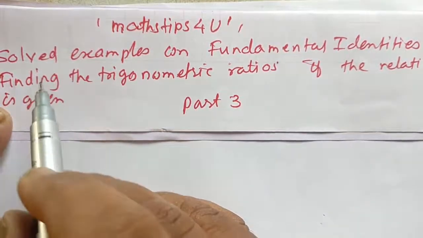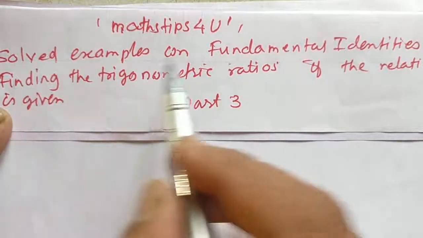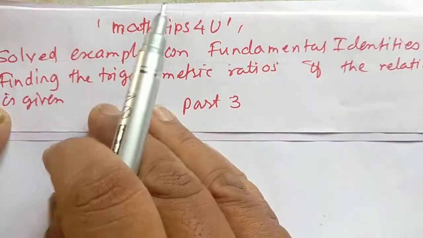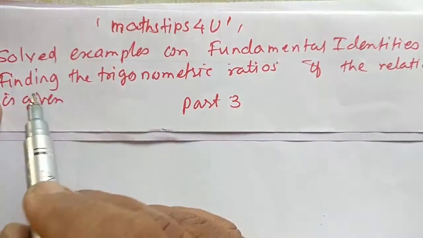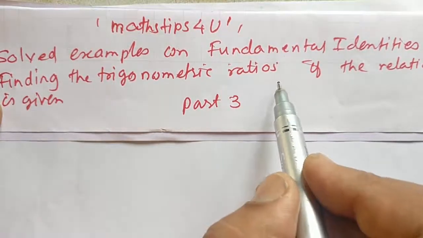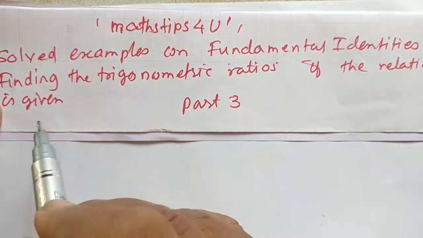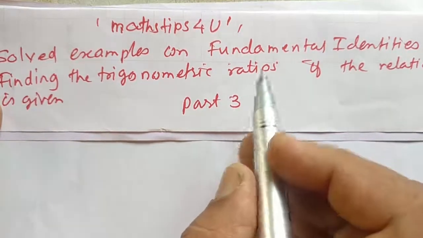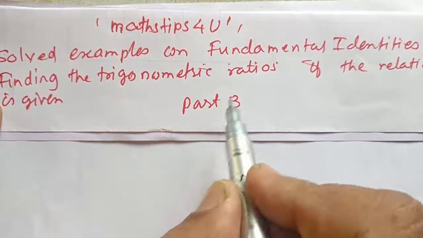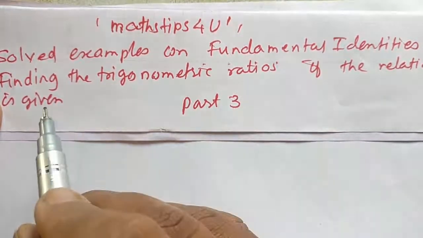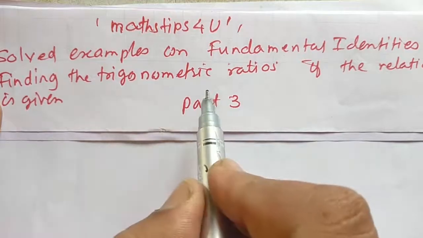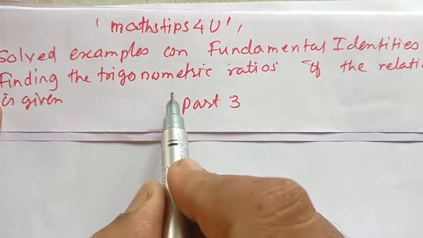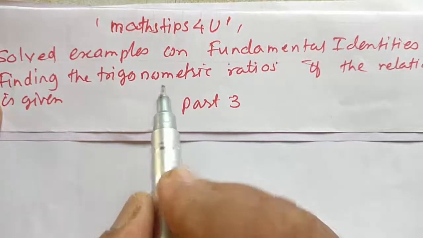In this video, we are going to solve examples on fundamental identities. The type of examples are finding the trigonometric ratios if the relation is given. It is part 3. In my previous part 2 on fundamental identities, we have solved some examples on how to find the acute angle if the relation is given.